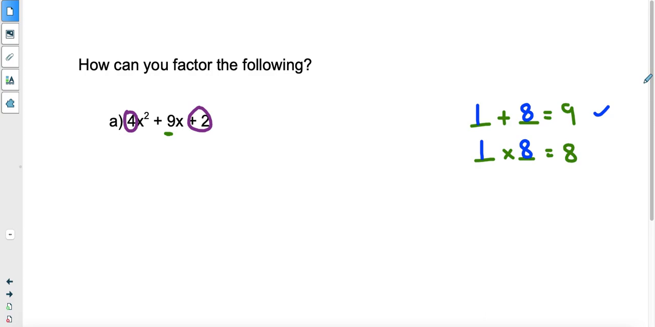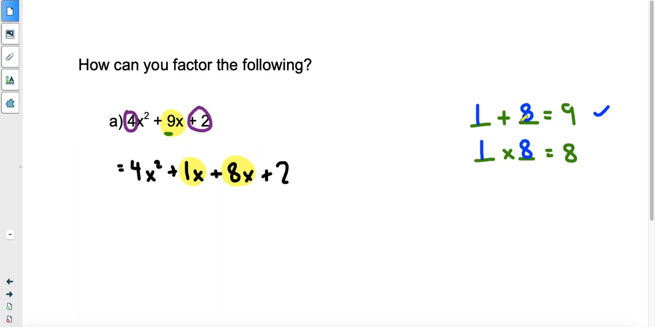And now what I can do is I can use these two numbers to split up my middle term here. Right? So I can rewrite this equation as 4x squared plus 1x plus 8x plus 2. Notice, we're splitting up the 9x here into 1x plus 8x, right? The two numbers we found here.